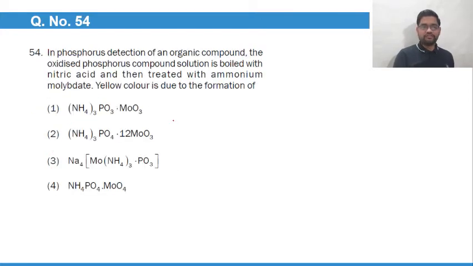Talking about 54, in phosphorus detection of an organic compound, the oxidized phosphorus compound solution is boiled with nitric acid and then treated with ammonium molybdate. Yellow color is due to the formation of what? Ammonium phosphomolybdate, whose molecular formula is (NH4)3PO4.12MoO3. So option number 2 is the right answer.